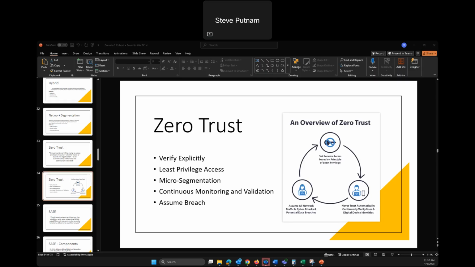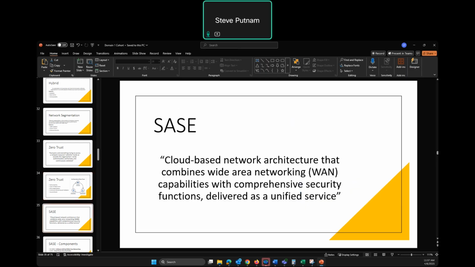All right, let's see what else we can look at here. We're going to go talk about SASE. All right. So what is that? What is Secure Access Service Edge?